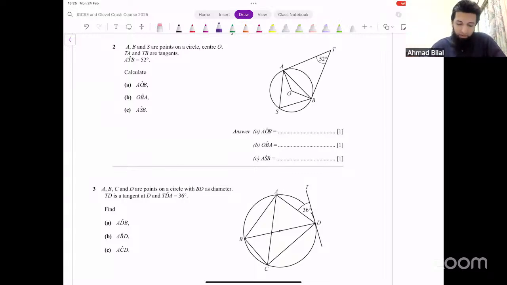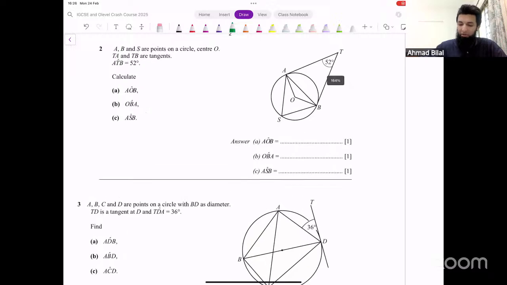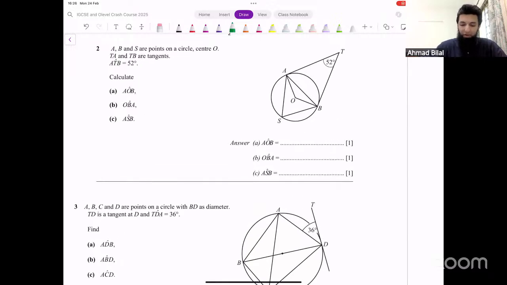Let's say we have something like this. A, B, and S are points on a circle, center O. TA and TB are tangents. Angle ATB is 52 degrees. We need to first of all find the angle AOB. Now how do we think about this? Let's write down all the angles that we can clearly see in this diagram, and then we'll start talking about the angles that we have to find out.